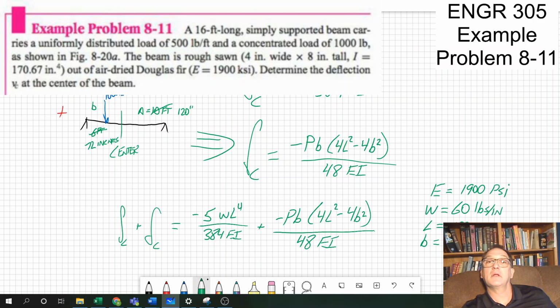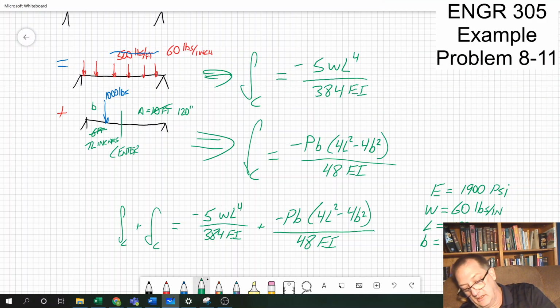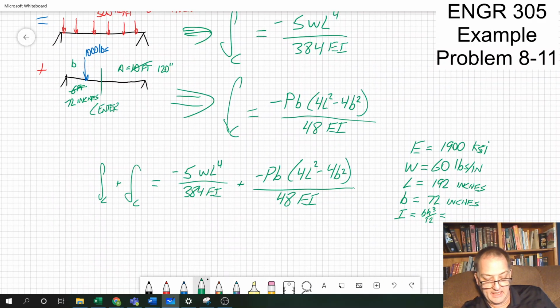Let's show the problem statement. E is 1900 KSI. Good thing I checked. Good thing you guys keep me somewhat honest here. KSI. I is equal to base height cubed over 12, and we can calculate that. I think I got everything. Oh, I need P, which is just 1,000 pounds. I've got L, I've got B squared, I've got E and I. I'm all set. Just punch it in and go.